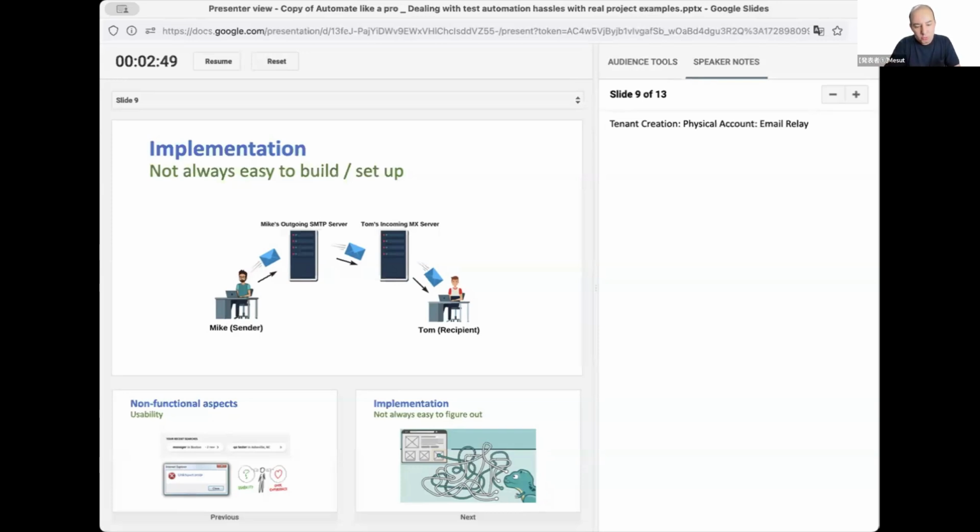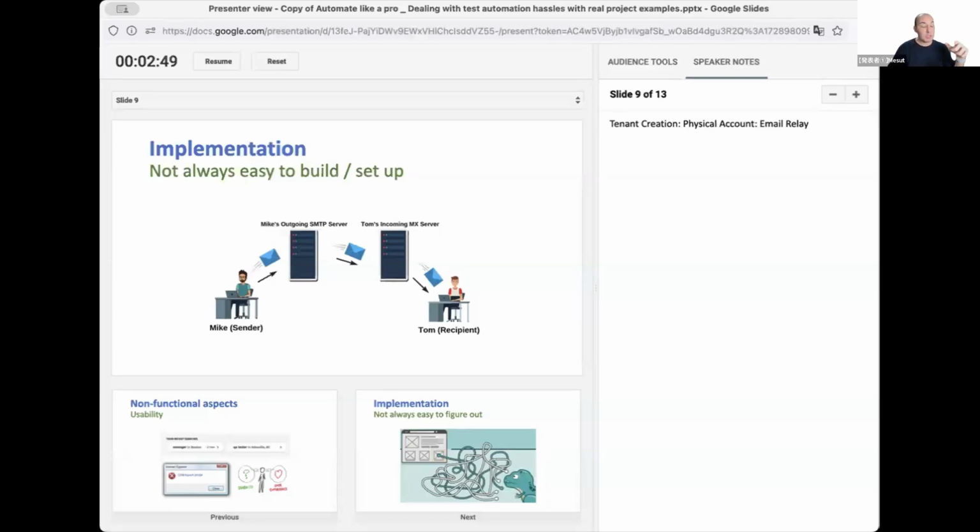So, forward all emails to a single account. In this way, I don't have to go and log in to all the individual accounts, right? I can go to only a single account. This helps me. In this way, I can automate.